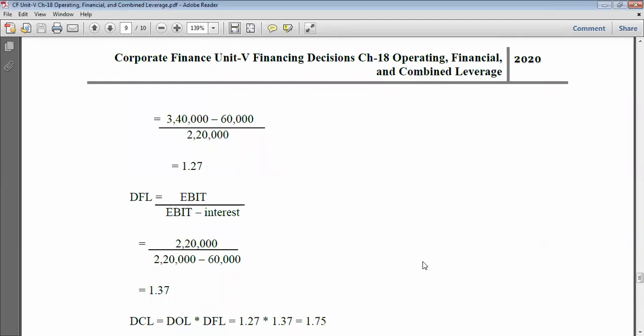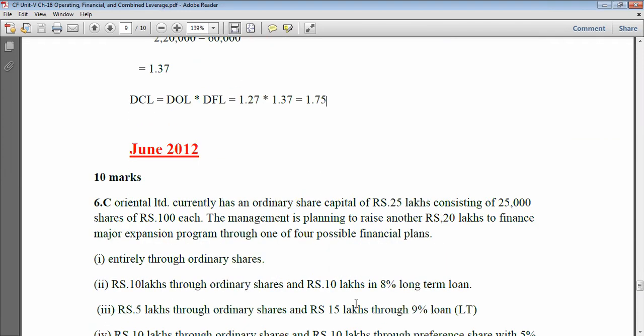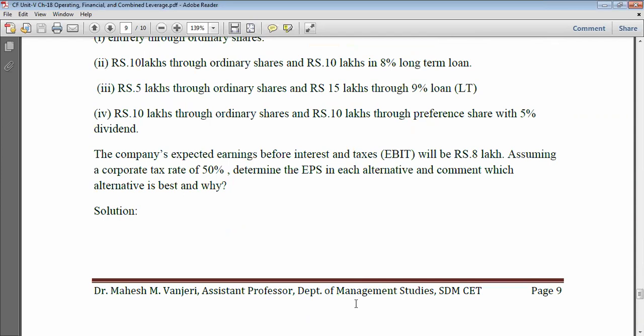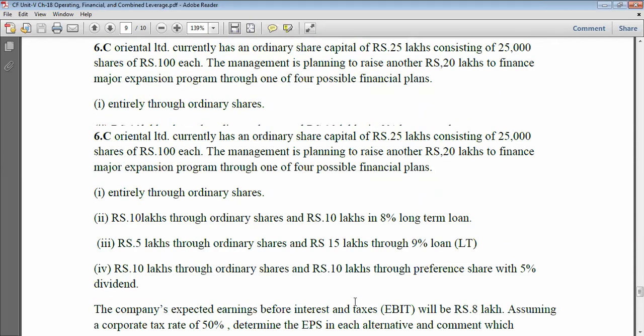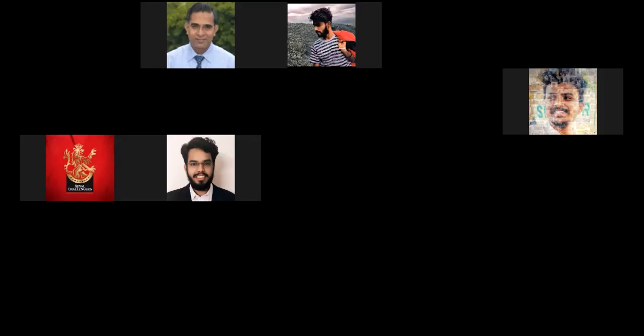So anybody having any type of doubts, questions, clarifications, or conceptual clarity on degree of combined leverage, you can ask and clarify your doubts. No, sir. Okay, so are you sure? Yes, sir. Okay, anybody else? Other than Keshav, anybody else? Any doubts? Any questions? No, sir. No questions. Okay, that's great.